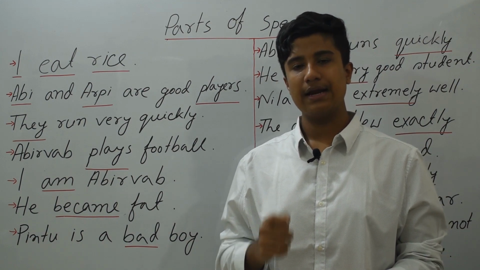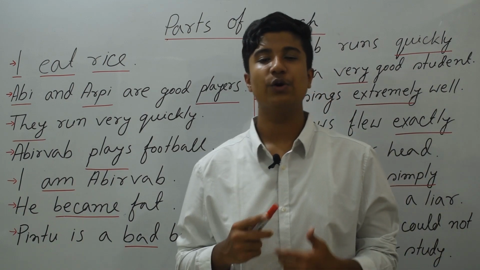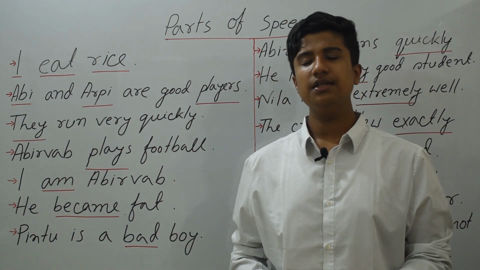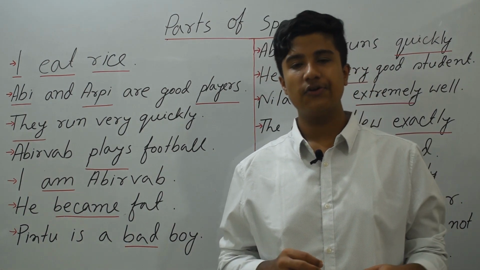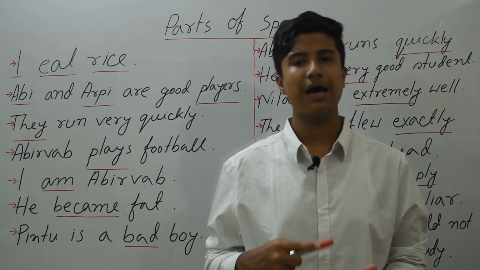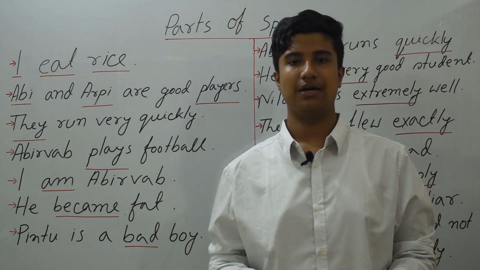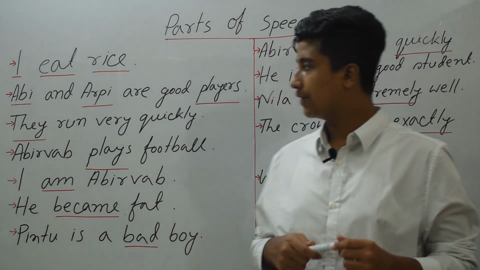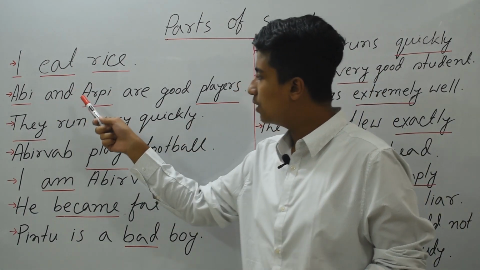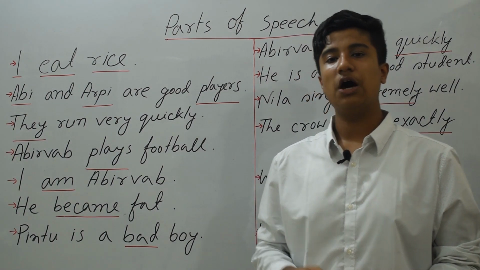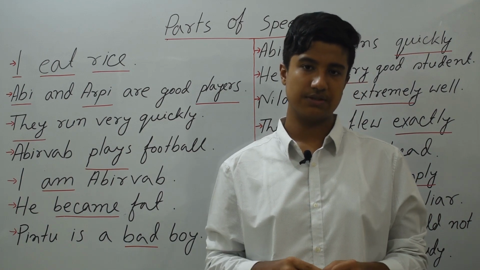Have you ever thought why nouns is the first? No, I haven't either, but I have found a good reason for it. You see, the universe is noun, the world is noun, and everything in it is called noun. In other words, we all think about noun, we go to noun, noun loves noun, and sometimes noun hates noun. The universe is centered towards noun. For example, Abi and Erpi are good players. Here, Abi, Erpi, and players are all nouns. So now, if we come to the definition of nouns, the name of anything is called noun.